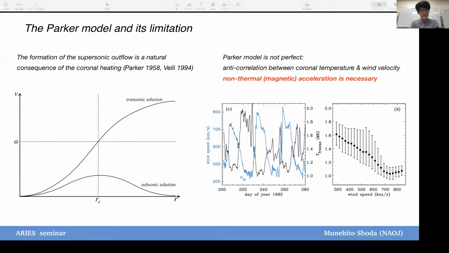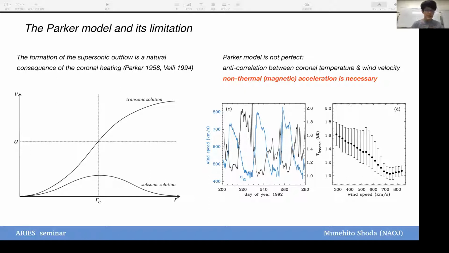So we have a very famous model of the solar wind, which we call the Parker model. What Parker showed in 1958 is that the transonic or supersonic outflow is naturally formed as a consequence of coronal heating. So if you have a hot expanding corona, then it eventually makes a transonic outflow. That is what Parker showed.